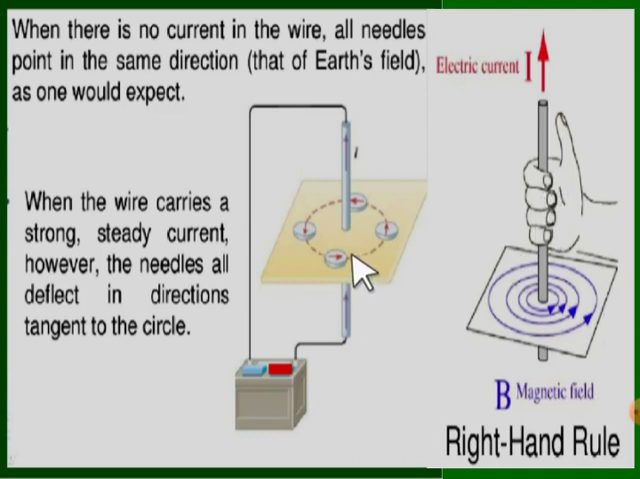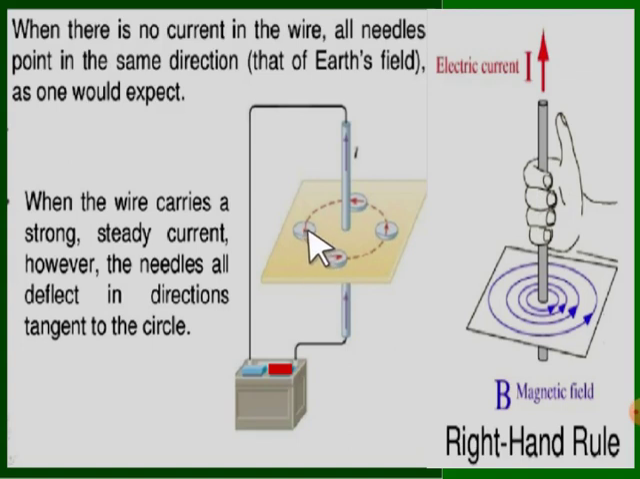Suppose you try to hold or grip a current carrying conductor passing through a particular point where you want to find the direction of the magnetic field. Suppose you want to find the direction of the magnetic field at this point somewhere here, then you just hold or grip this current carrying conductor with your right hand such that the thumb is along the direction of the current. Then the direction in which your four fingers curl will give you the direction of the magnetic field at that point.